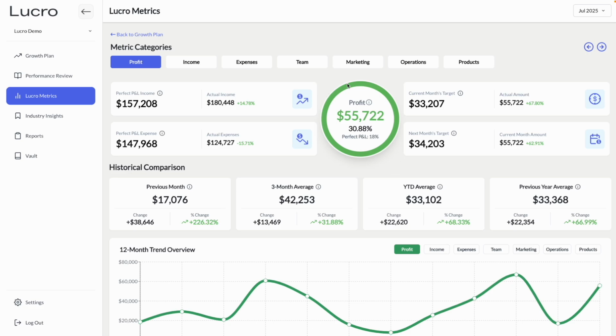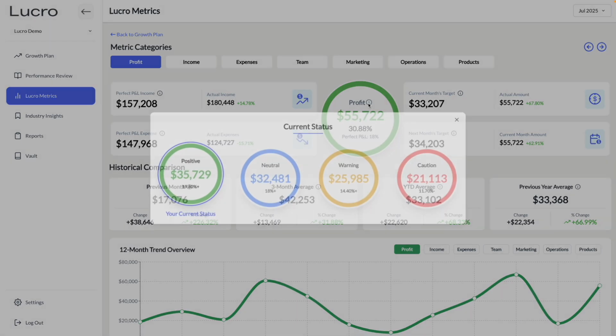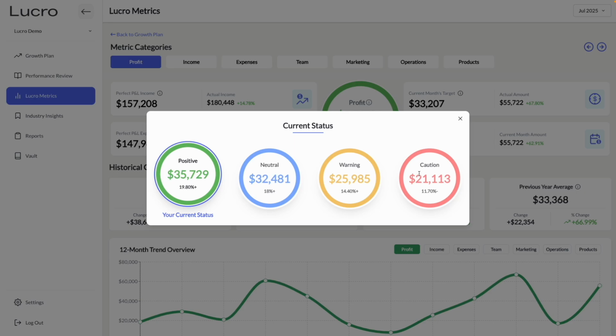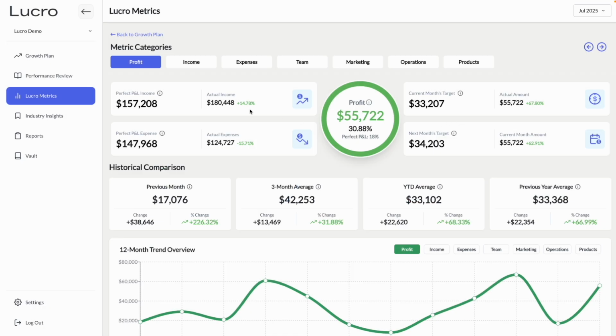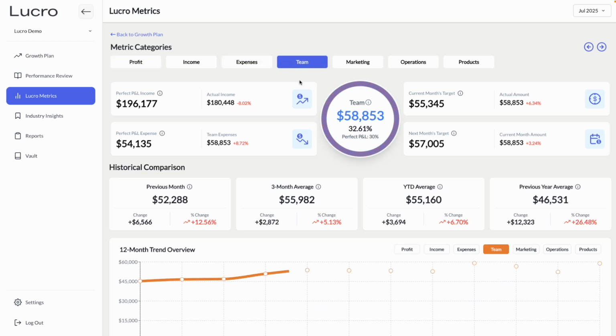It will highlight in the middle where your profit is in the current month and give you an indication of where you are on our perfect P&L status bar. And then we have some other little components, like a metric called the perfect P&L income. On every single page, there is this perfect P&L income, perfect P&L expense, and then a comparison to the current month's target and your next month's target.